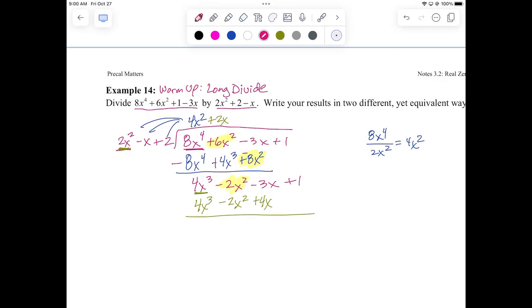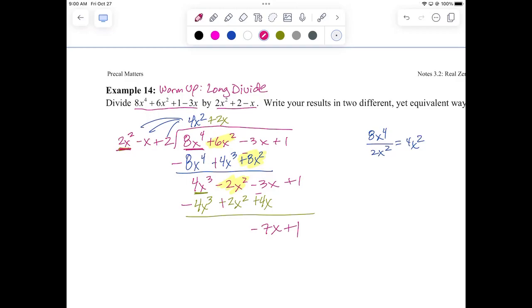And then I change all the signs. I subtract, so that becomes minus, plus, and minus. The 4x cubes cancel. And lo and behold, the 2x squareds cancel. That wasn't a guarantee, but they did. And I'm just left with negative 7x plus 1.